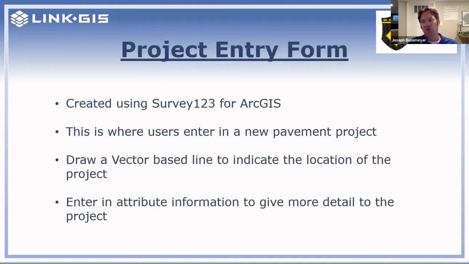So the project entry form is the first of the two applications that we developed for this project. This was created using GIS Survey123 from ArcGIS Online, and this is where users enter in a new pavement project. Not anyone can enter in a project. You have to have a username and password, login credentials to access this form, as well as the map viewer for editing data. So here users go in, they draw a vector-based line to indicate the location of the project, and then after that they can enter in attribute information, give the project more detail and some more contact information as well.